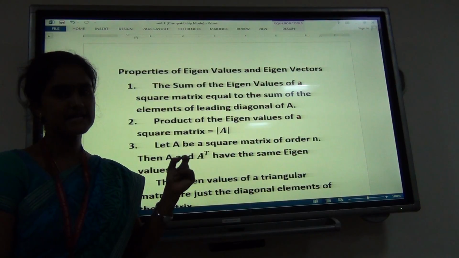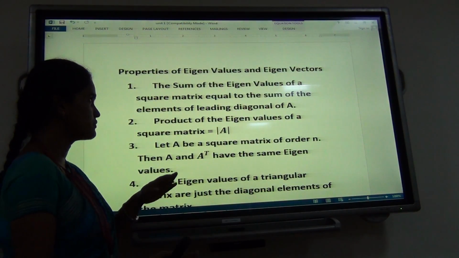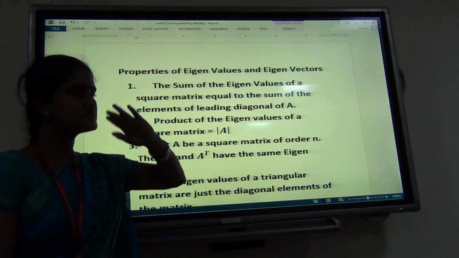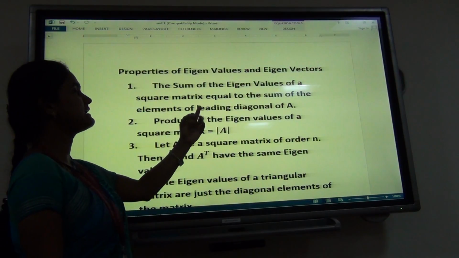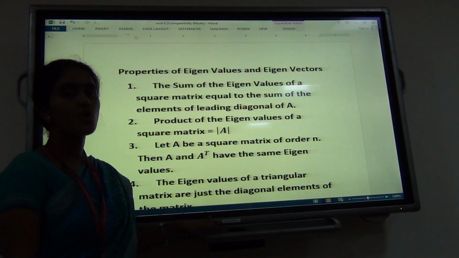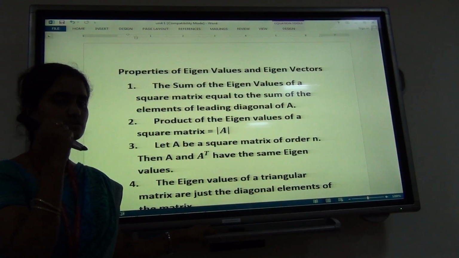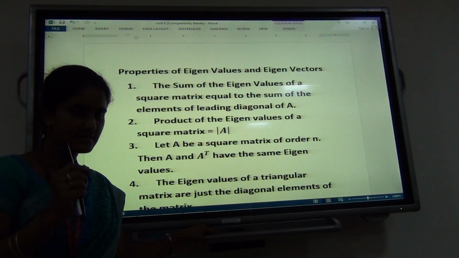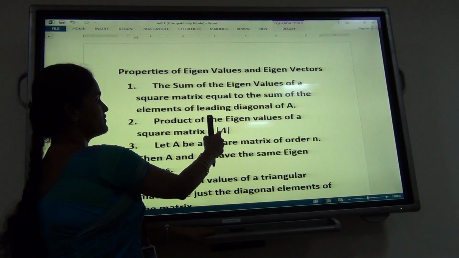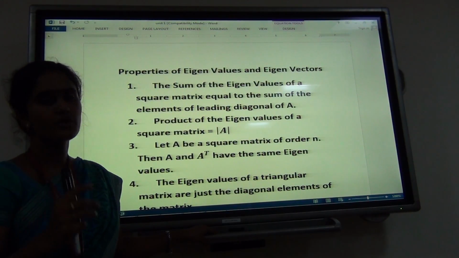What are the leading diagonal elements for any matrix? If you sum them up, that sum will be equal to the eigenvalue sum. So the sum of eigenvalues would be equal to the sum of the leading diagonal elements as the first property. And the second property is the product of the eigenvalues lambda 1, lambda 2, lambda 3. So the product of the eigenvalues for any square matrix will be equal to the determinant of A. You can very well find the determinant of A for any matrix. So this would always be equal.